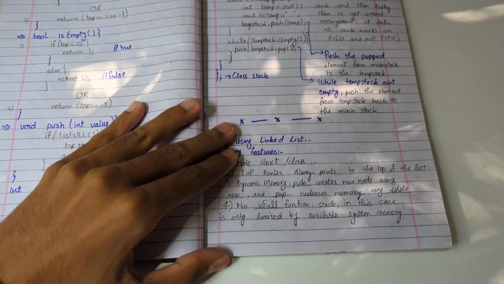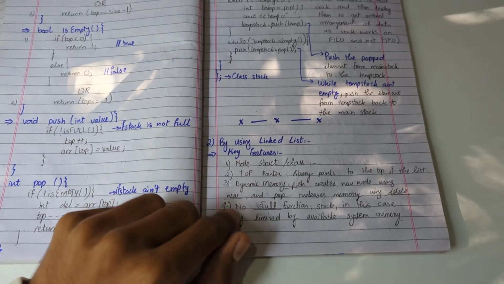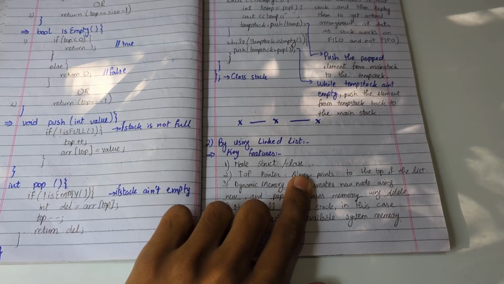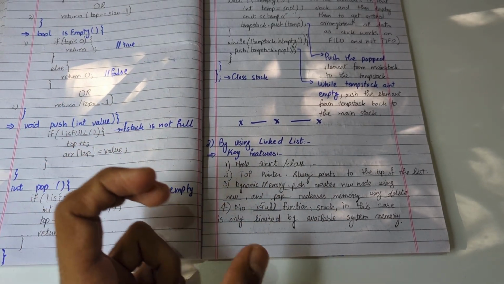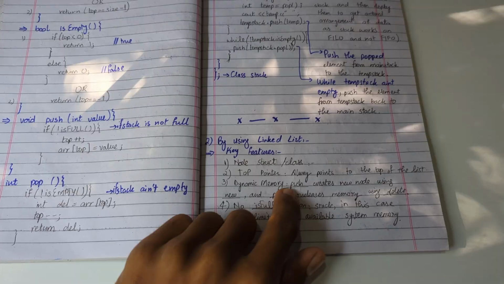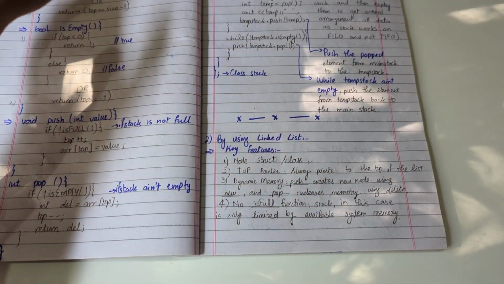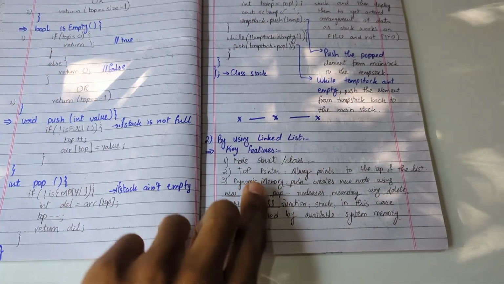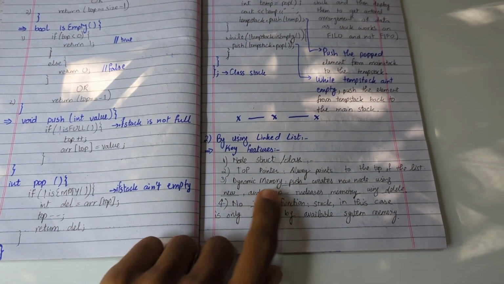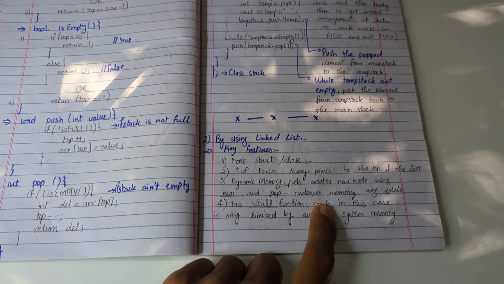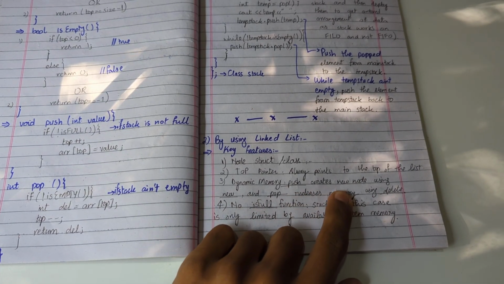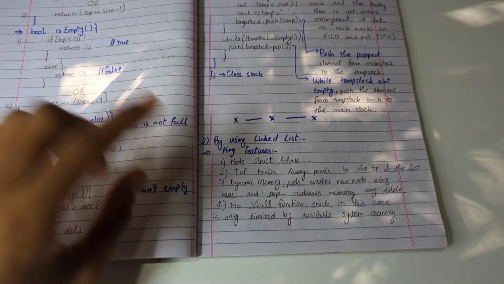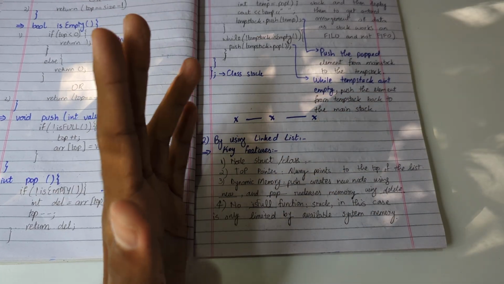Now, if we move on to stack using linked list, which uses dynamic memory, the key features are these. We use a node, struct, or class. Each data part is going to be a node. The top is a pointer that always points to the top of the list, the element that is inserted last. We use dynamic memory: push creates a new node by using new, and pop releases memory using delete. New is the keyword for dynamic memory to make a new space in memory, and delete is the keyword to delete any space from memory.